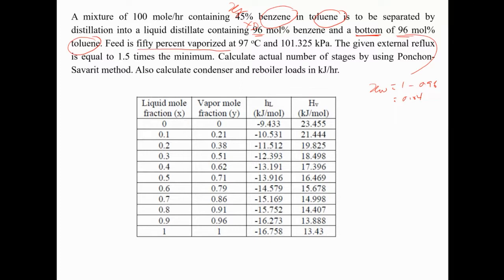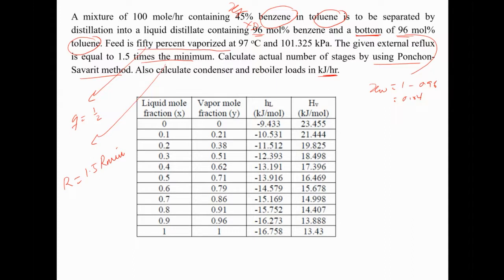So 50% vaporized means that q here is 1/2. They give an external reflux equal to 1.5 R minimum. So R actual is 1.5 R minimum. You have to determine R minimum, even if it doesn't tell you to do that, but you know you have to obtain it first. Calculate the number of stages using the Ponchon-Savarit method, and also calculate the condenser and the reboiler loads in kilojoules per hour.